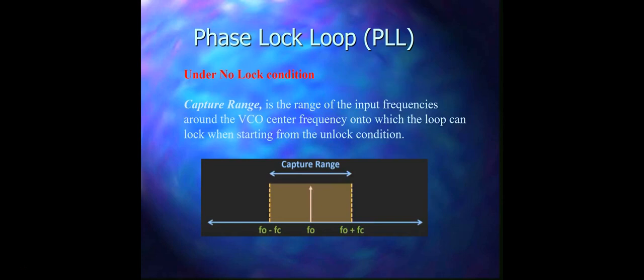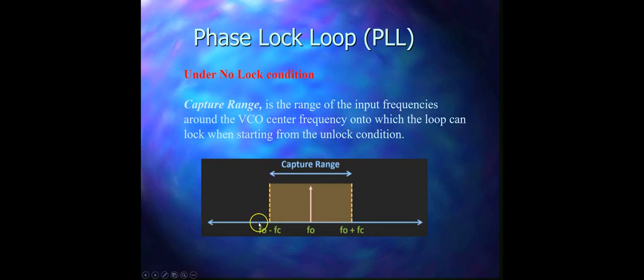Now what will happen under no lock condition? In that case, you see here we have a capture range, and capture range is the range of the input frequencies around the voltage controlled oscillator center frequency, onto which the loop can lock when starting from the unlock condition.